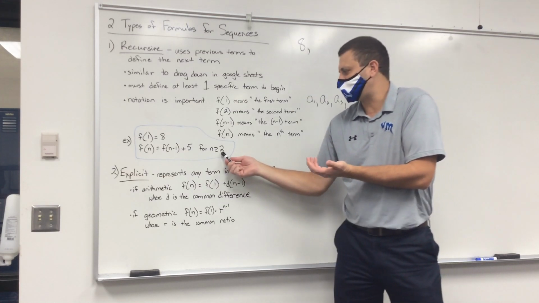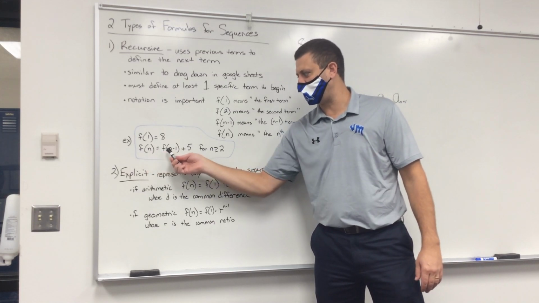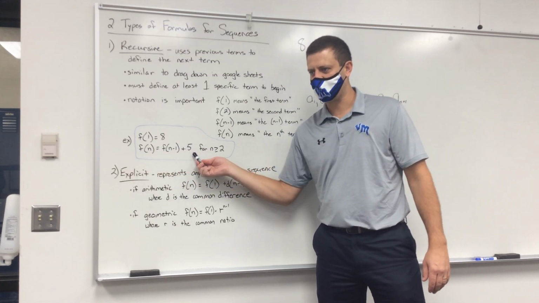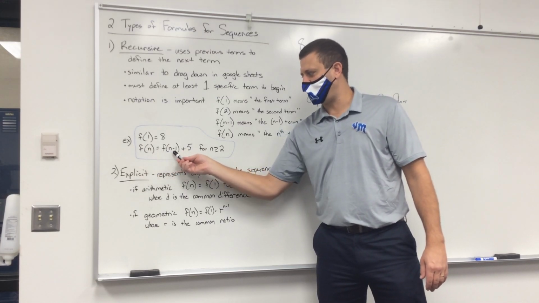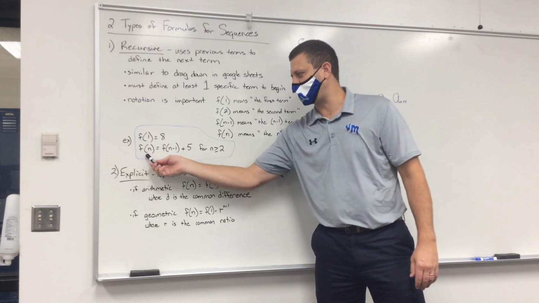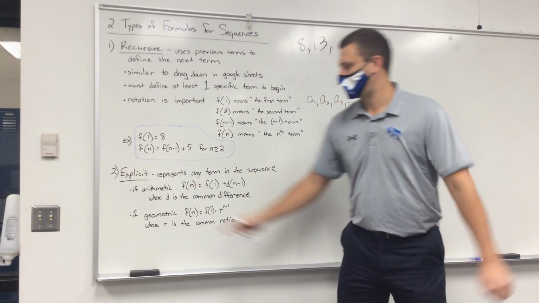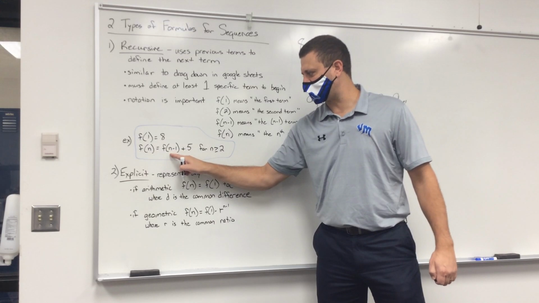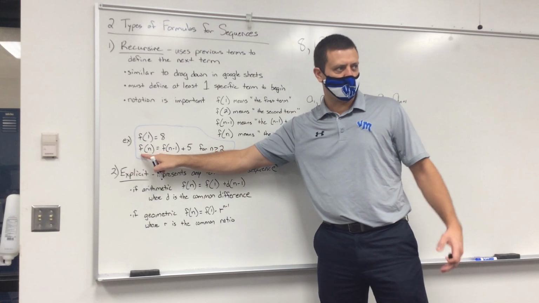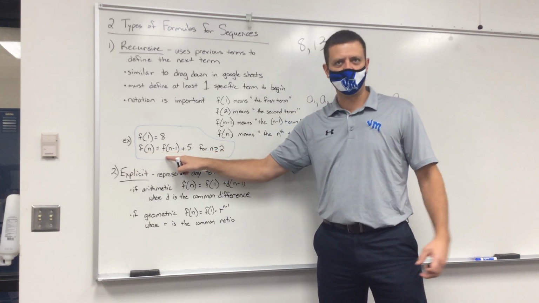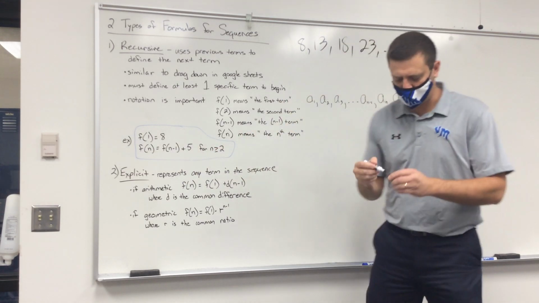So what that essentially means is, let's say n is 2 for right now. f of 2, the second term, is equal to the first term plus 5. If this was f of 2, that will equal f of 1 plus 5. So in other words, the second term would equal the first term plus 5. The third term would equal the second term plus 5. f of 4, the fourth term, would equal f of 3, the third term, plus 5. And so on and so on and so on.